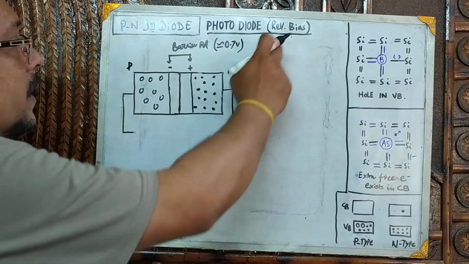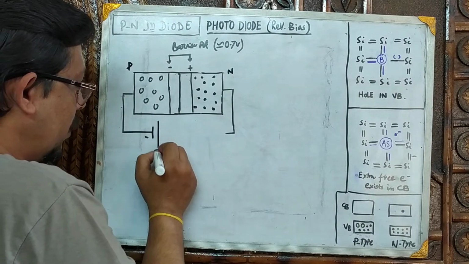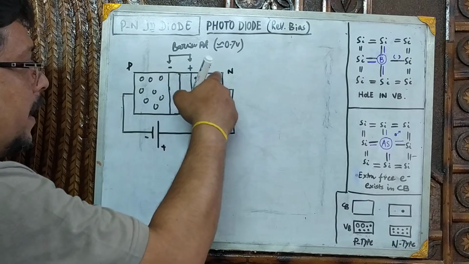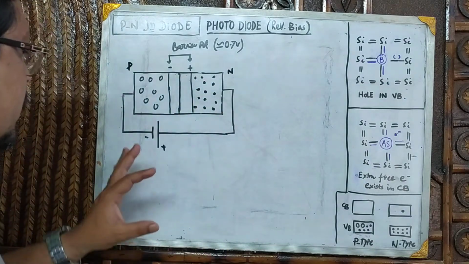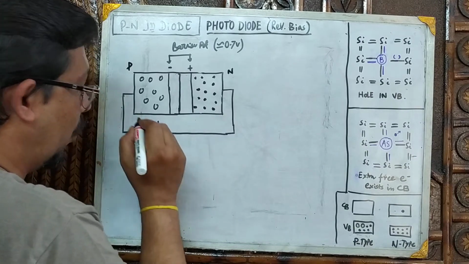So what we'll do, we'll connect in reverse bias. Let us connect in reverse bias, P with negative and N with positive. This is the reverse, the opposite one. P positive with negative and N negative with positive. This is the reverse bias condition. If we connect in this way, suppose the battery voltage in my example is 3 volt.